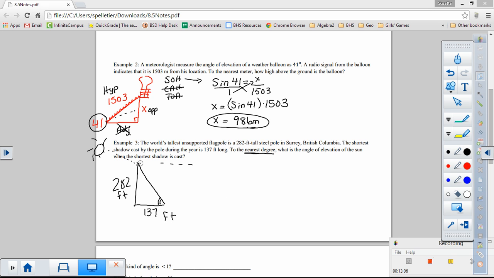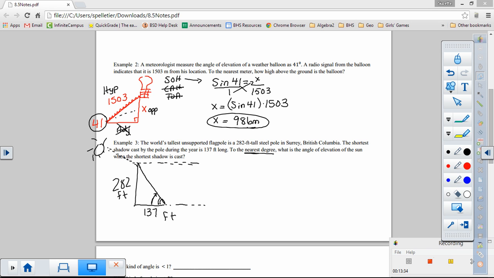So we always have this side and this side, and they're always parallel. I know my line is a little crooked, but let's pretend it was a straight line all the way down to this corner. I'm looking for the angle of elevation. Elevation goes up, so I'm looking for this angle because it goes from the ground up to where I would be looking at the sun. So, to the nearest degree, what is the angle of elevation of the sun when the shortest shadow is cast?